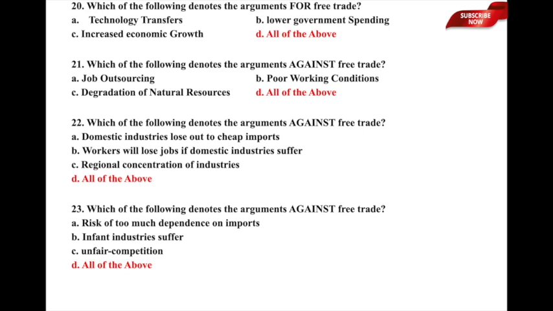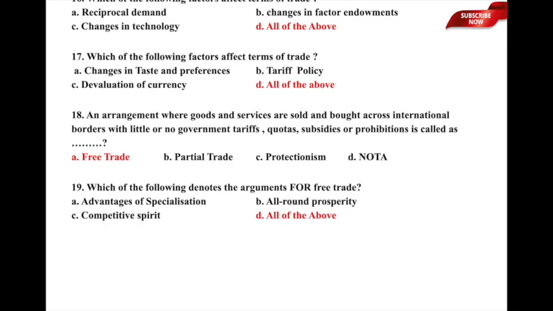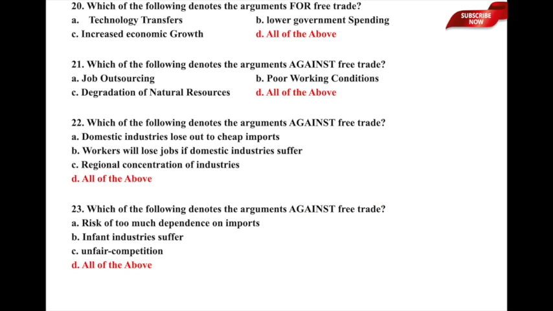The second is lower government spending. The third is increased economic growth, which is quite obvious, and last is all of the above. So here, if you see which of the following are the arguments for free trade, all of these are the arguments for free trade. That means lower government spending, increased economic growth, as well as technology transfer denotes the arguments for free trade. So in question number 19 and 20, we have seen 6 important arguments for free trade, and they are advantages of specialization, all-round prosperity, competitive spirits, technology transfers, lower government spending, increased economic growth. So these were 6 important arguments for free international trade.